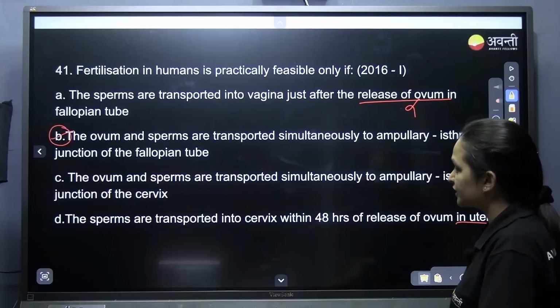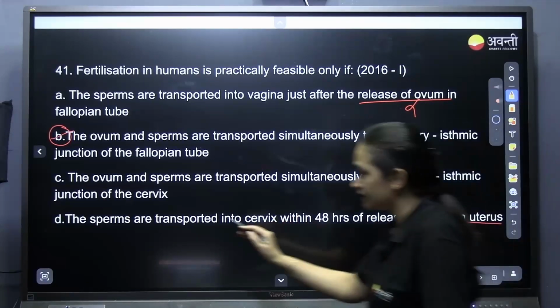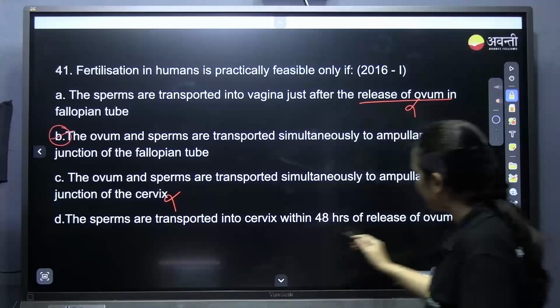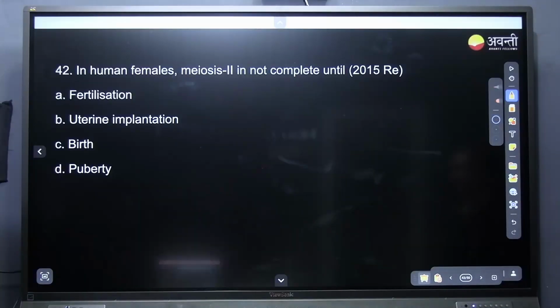This is correct. The ovum and the sperms are transported simultaneously to the ampullary isthmic junction of the cervix. No. And release of the ovum in the uterus. No. So, easy. With the elimination also we can do this question. B is the correct answer.